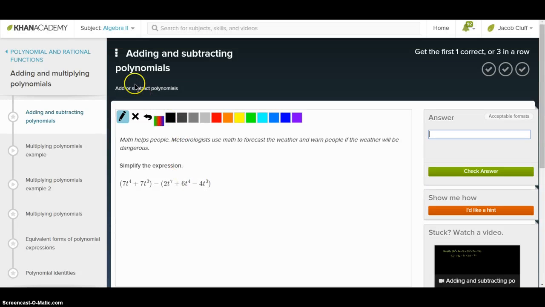So in this video we're going to go over adding and subtracting polynomials. For the first example, we have (7t^4 + 7t^3) minus (2t^7 + 6t^4 - 4t^3). Those are in parentheses, and then we subtract 2t to the seventh, and then plus 6t to the fourth minus 4t to the third.